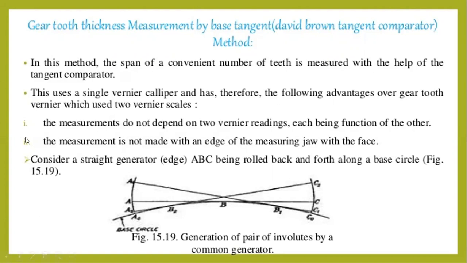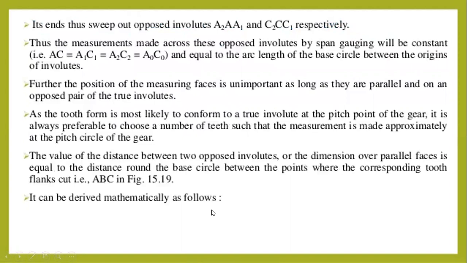So this is the generation of a pair of involutes by a common generator. This is the common generator point, which is taken as the tangent for the base circle. It then sweeps out opposite involutes, that is, point A, point A1 and point A2.